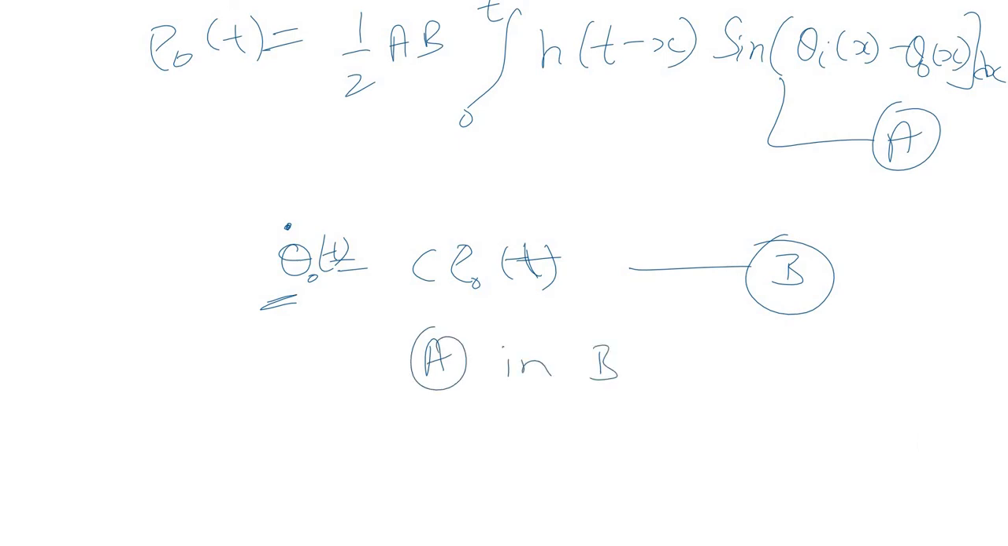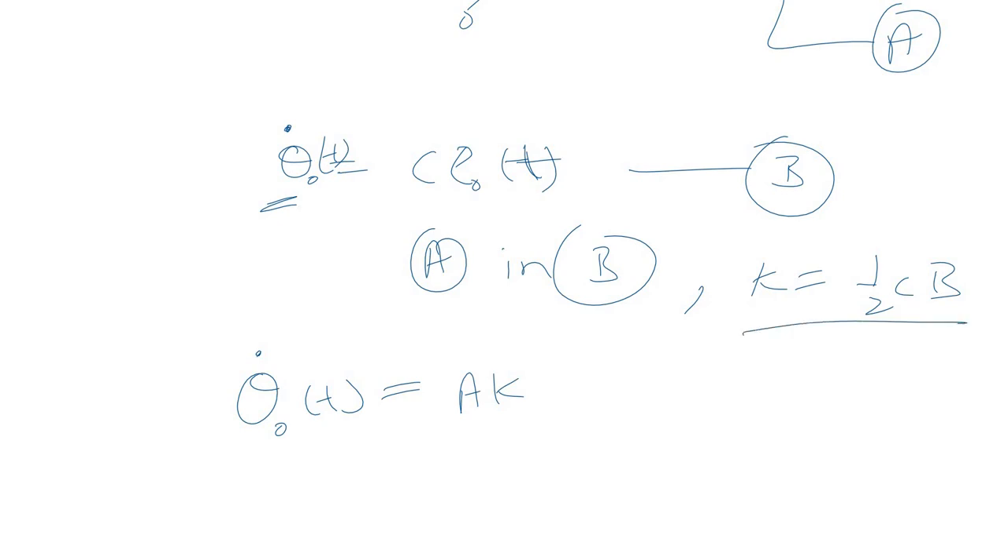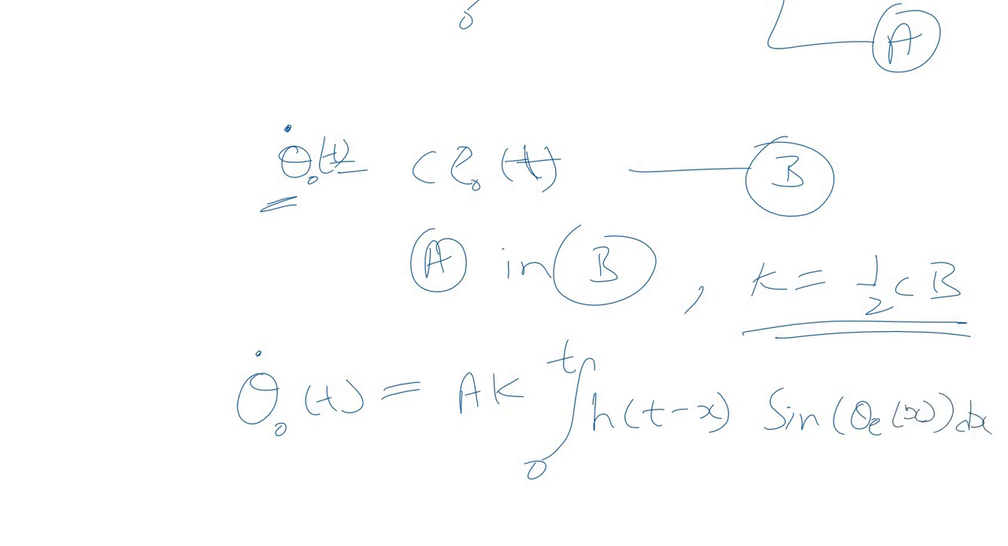So substitute this theta dot naught t is equal to AK, and also let's substitute K as equal to 1 by 2 into C into B. We can make this substitution because all the quantities are constant in this. So this theta naught t will be equal to AK integral 0 to t h t minus x sine of theta E x dx. The theta E is the phase error.